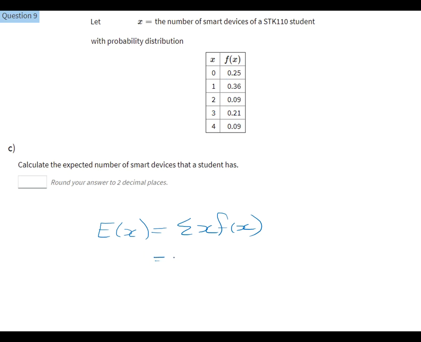But the basic idea is we would want to say 0 times 0.25 plus 1 times 0.36, and we would have carried on like that until we got to the last value, and we would have said 4 times 0.09. If you do that calculation, you will get to an answer of 1.53.